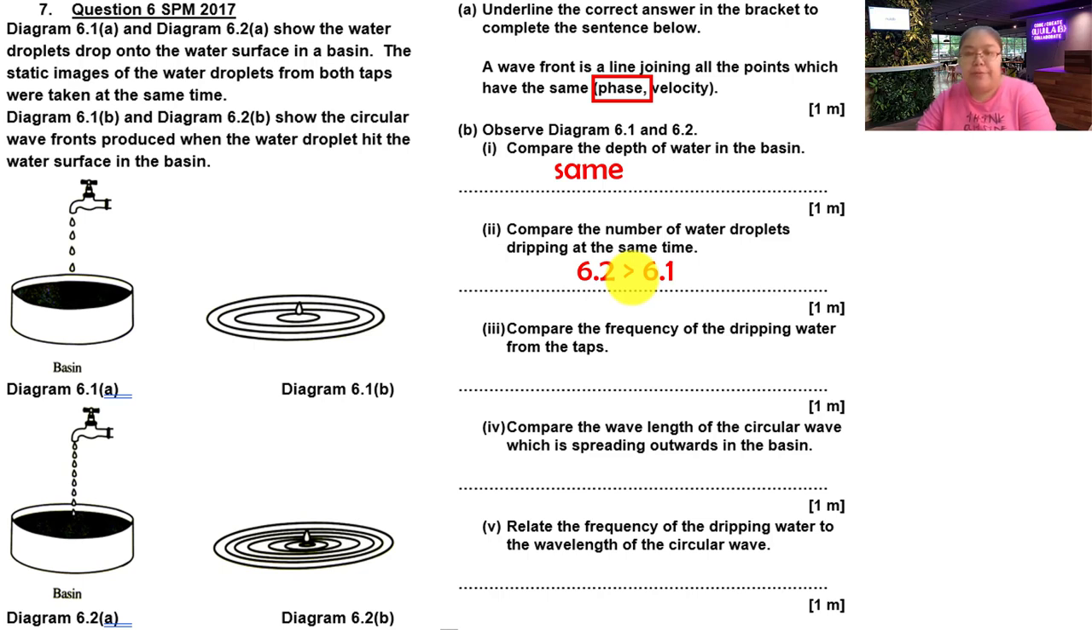Now we compare the frequency of the dripping water from the taps. The frequency of 6.2 is more than 6.1. Then we compare the wavelength of the circular waves. This one has a shorter wavelength, this one should be higher. So 6.1 is more than 6.2. Relate the frequency of the water and the wavelength: as frequency increases, wavelength decreases, so they are inversely proportional.